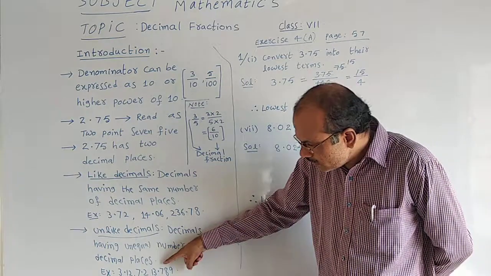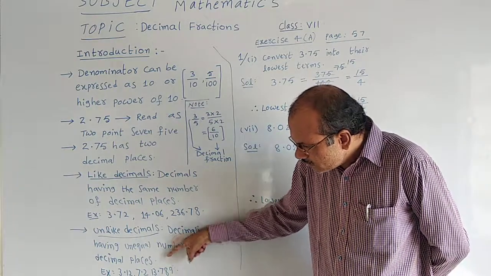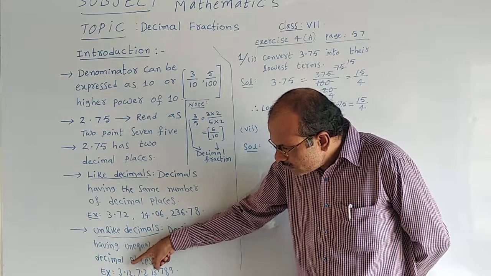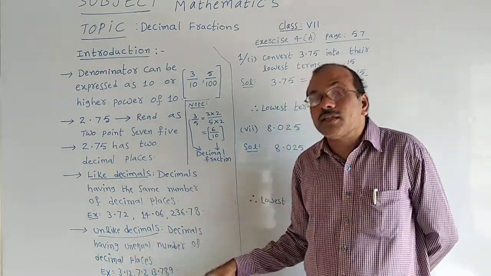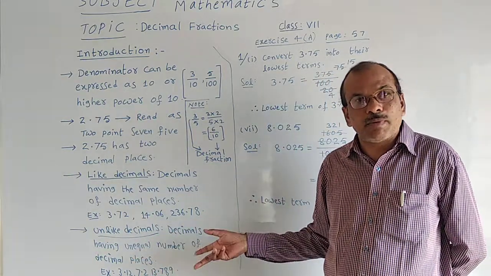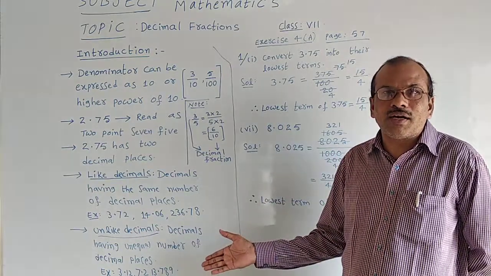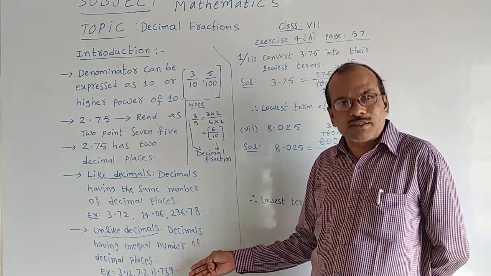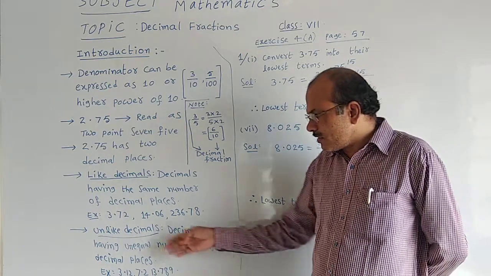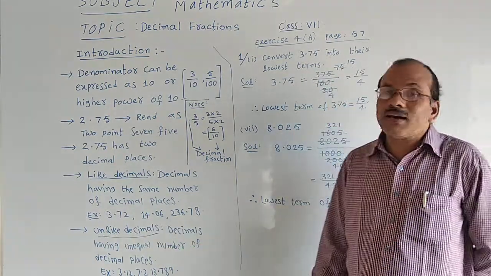Here 3 digits are there. Here 1 digit is there. Here 2 digits are given in the decimal part. So that means unequal number of decimal places are identified in the decimal parts. That's why these are called unlike decimals.